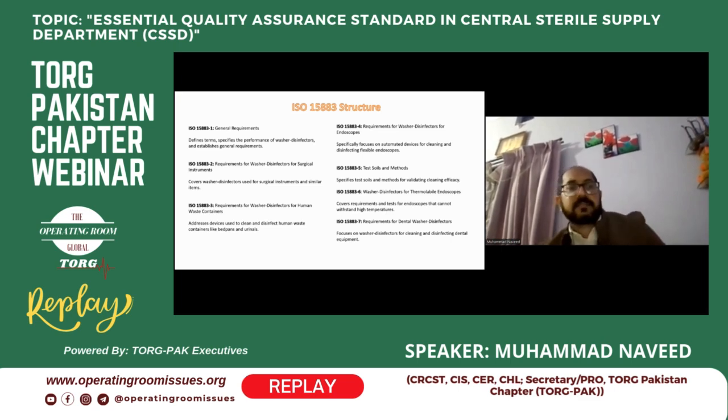The third one is 15883-3, which covers requirements for washer disinfectors for human waste containers. For human waste containers, we have a different program in our washer disinfector. It tells us about the items we are using, suppose bedpans, urinals and basins we use in our OR. When it comes to disinfection or sterilization, it tells us what program we have to make.